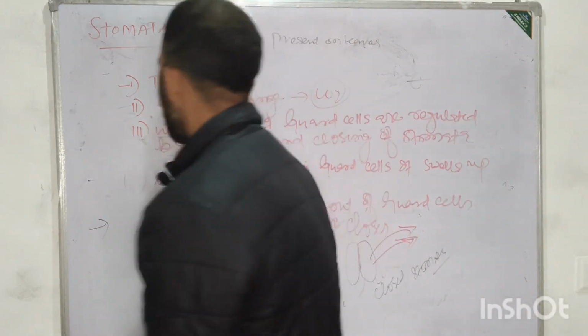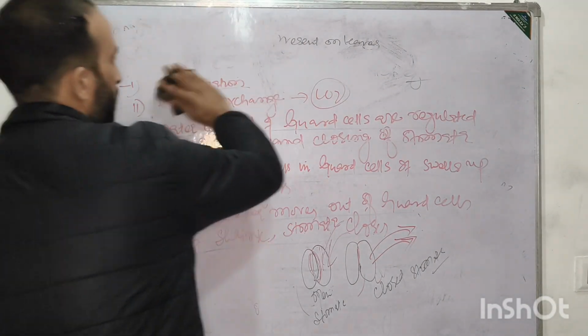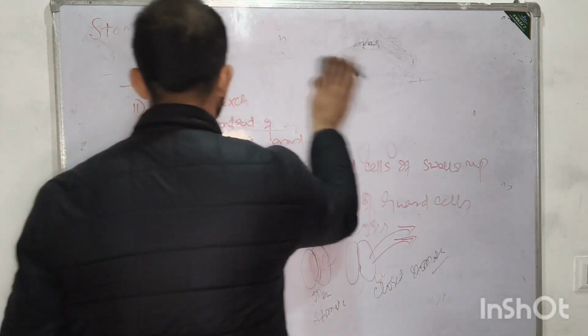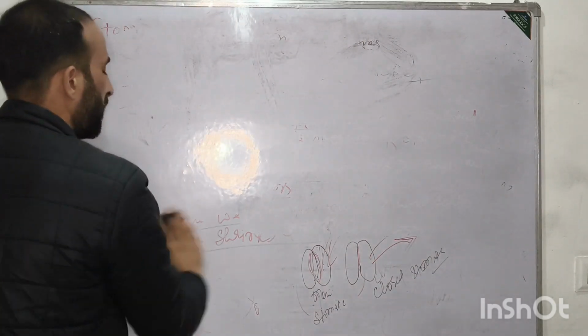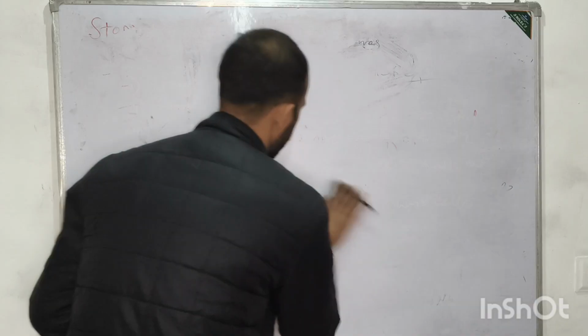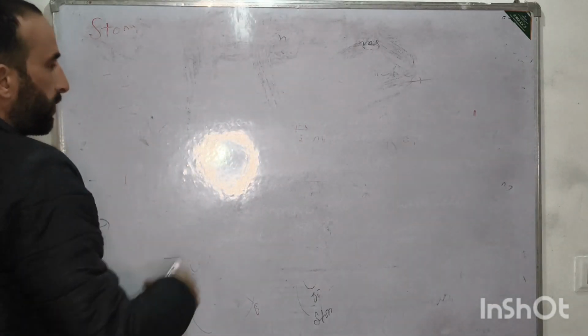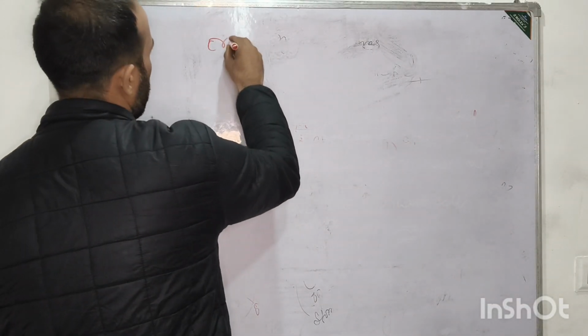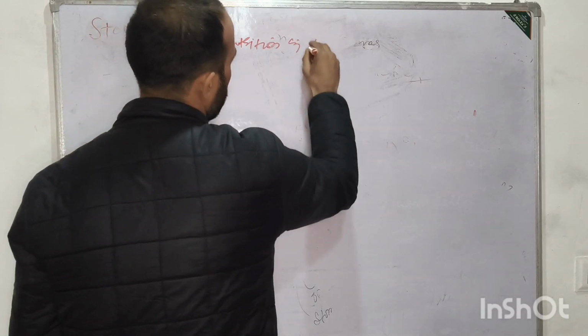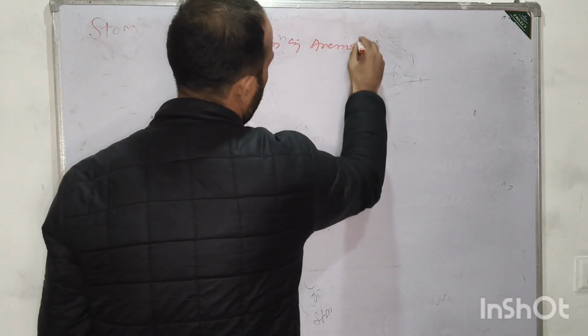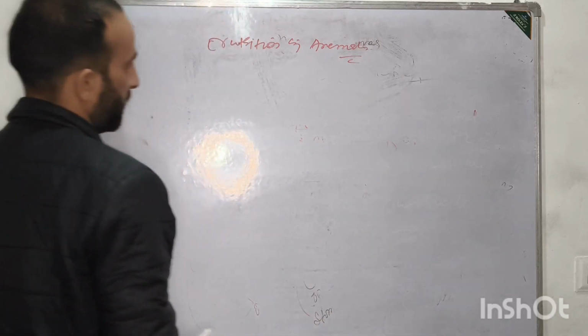Now another topic is nutrition in animals. How does nutrition in animals take place? As you know, nutrition in animals takes place in 5 steps.